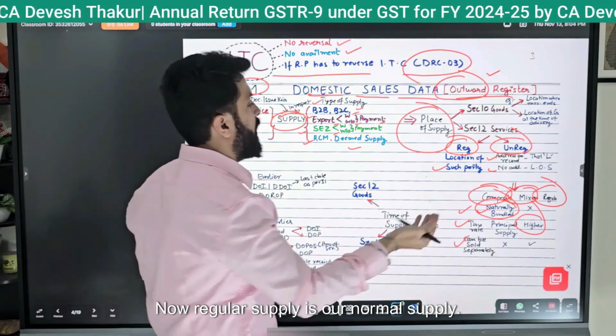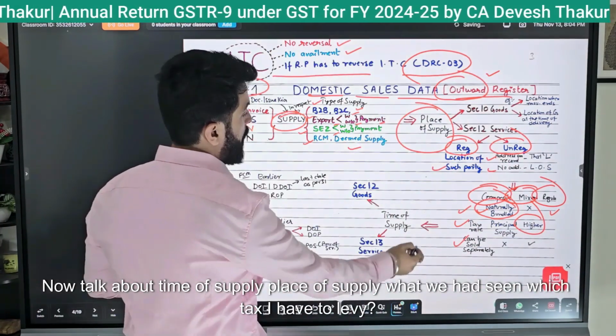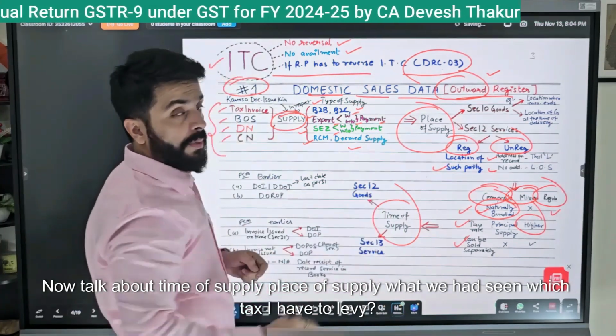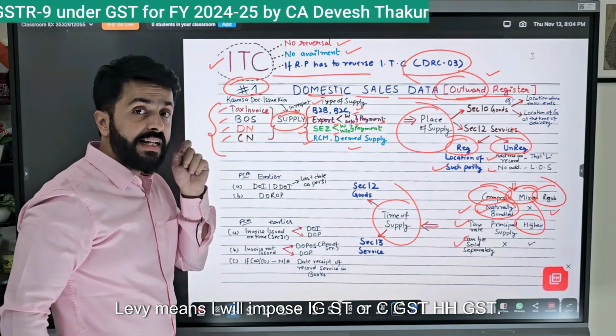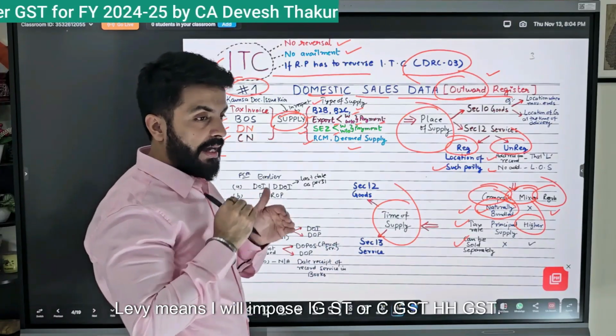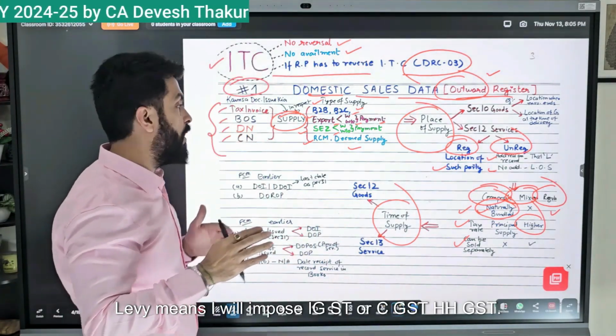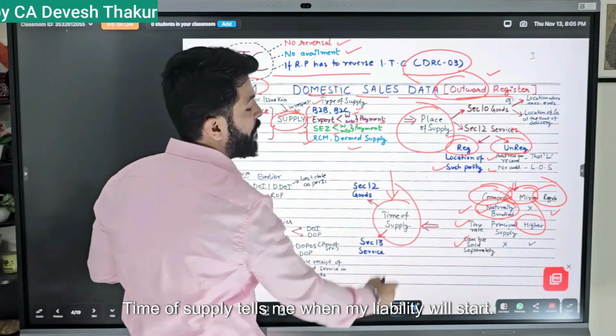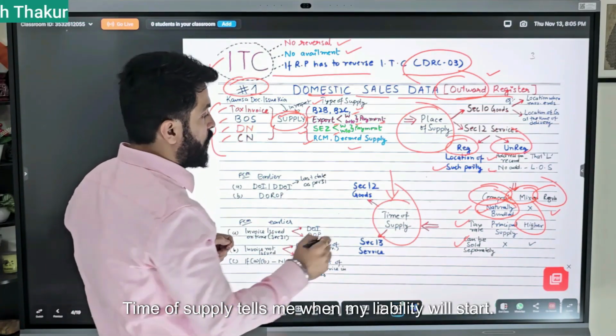Now regular supply is our normal supply. Now talk about time of supply and place of supply, which we had seen, which tax I have to levy. Levy means I will impose IGST or CGST, SGST. Time of supply tells me when my liability will start.